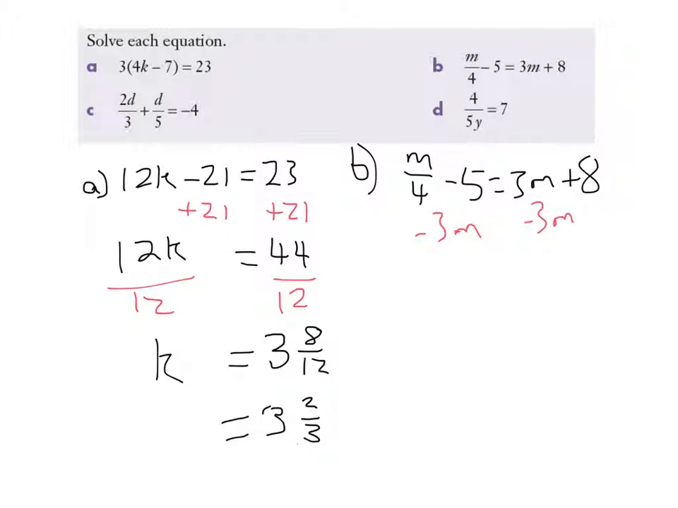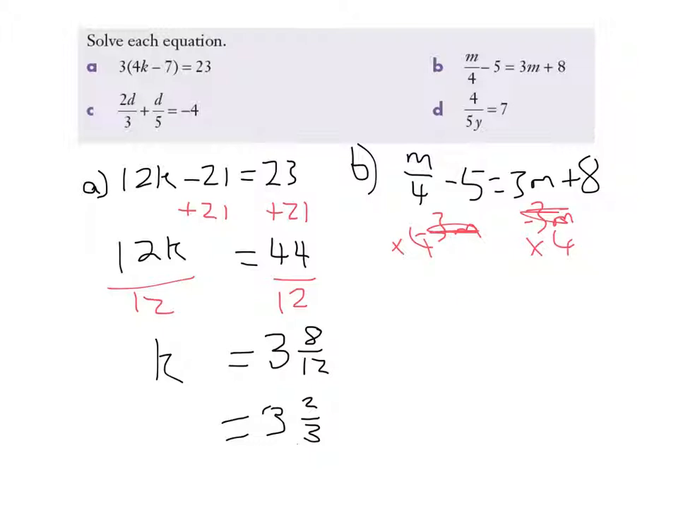M over 4, take away 3m, or 1/4 of m take away 3m. That leaves an ugly number. I don't really want to do that. So instead what I'll do, how do I erase this? It doesn't look like it's letting me erase it, sorry. Anyway, I'll just cross it out. I'm going to multiply everything by 4.